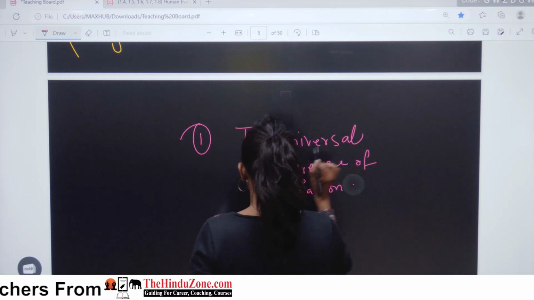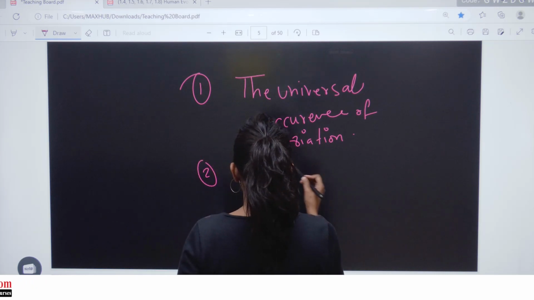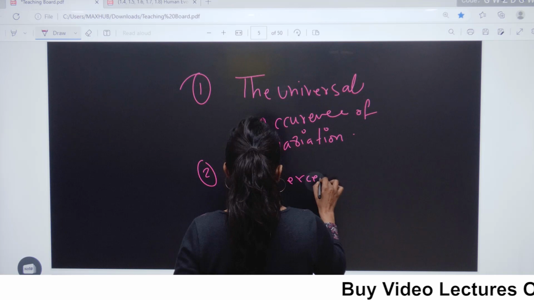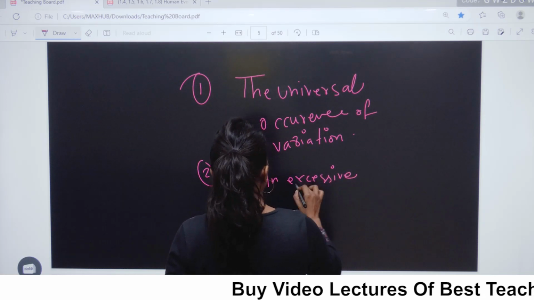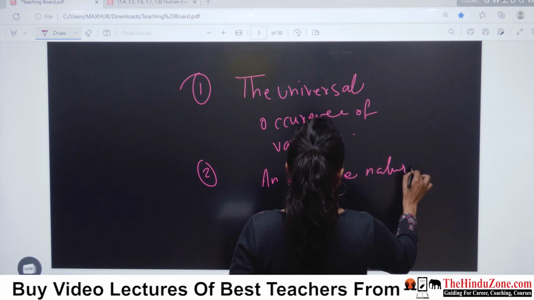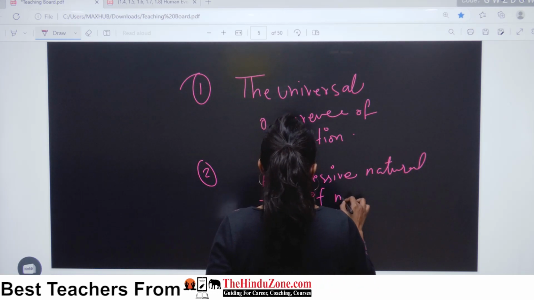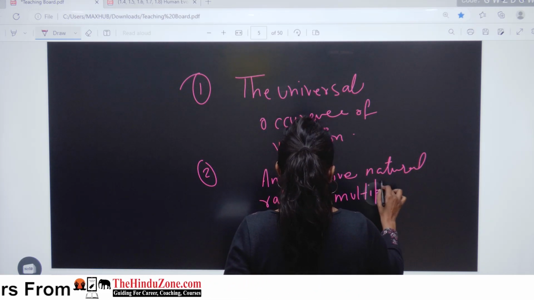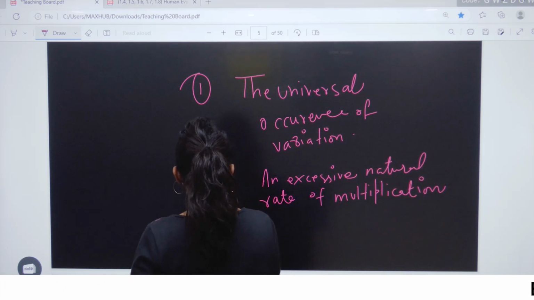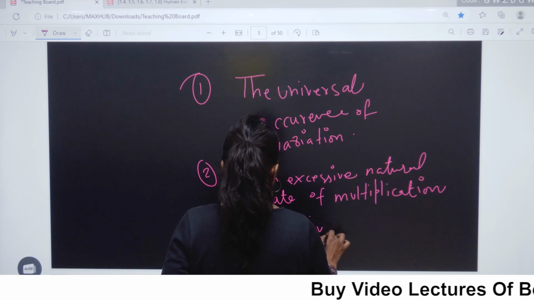This is his first principle, and he has given another important principle, that is an excessive natural rate of multiplication. He has also given the survival of the fittest theory in his work.